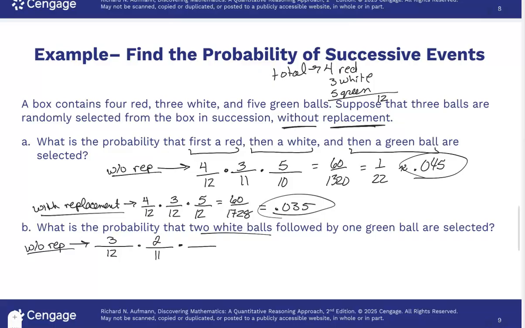And then now I've assumed I've picked a white one on the first trial and the second trial. Now we need to look at that last trial. There's only 10 left, and I still have all the green ones in the box. So this is going to be 6 times 5, which is 30 out of 1320.